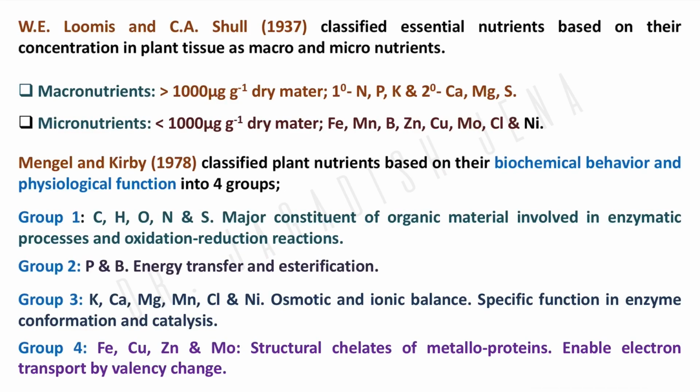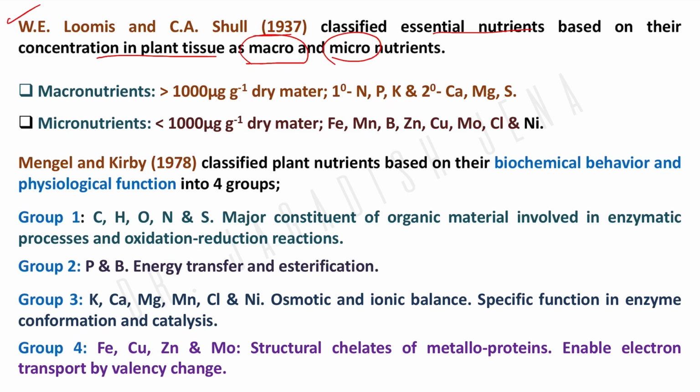So basically W.E. Loomis and C.A. Shull in 1937 classified essential nutrients based on their concentration in plant tissue as macro and micronutrient. While reading the textbook, you might have heard this term micronutrient and macronutrient. So basically this classification was proposed by Loomis and Shull in 1937.